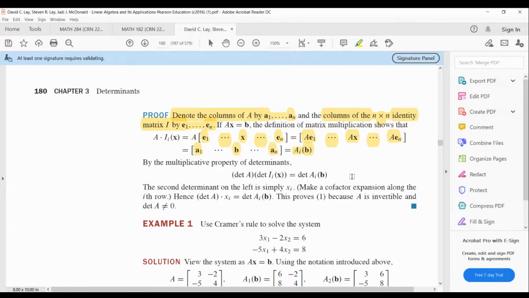So you have a matrix equation here that says A times I_i(x) equals A_i(b). But what we can do is take the determinants of both sides of the matrix equation. Well, the determinant of a product is the product of the determinants.